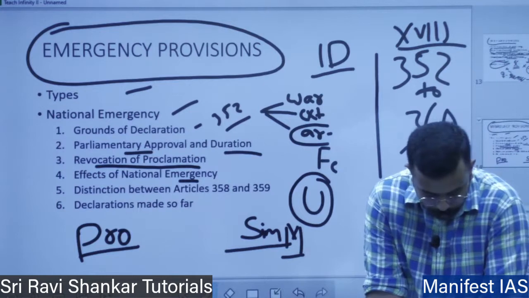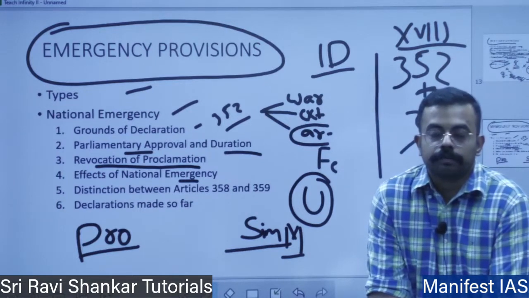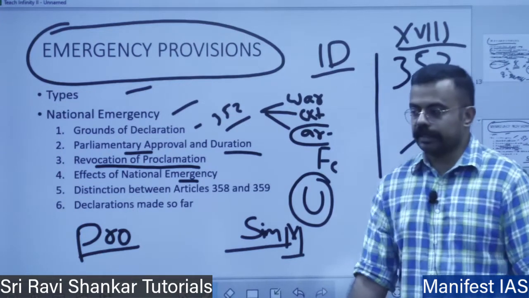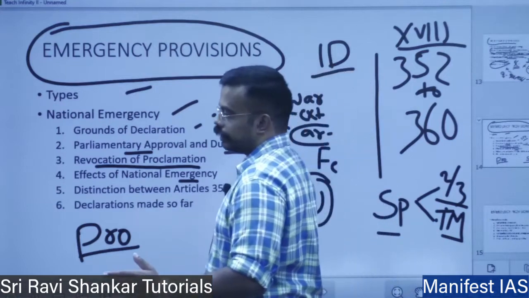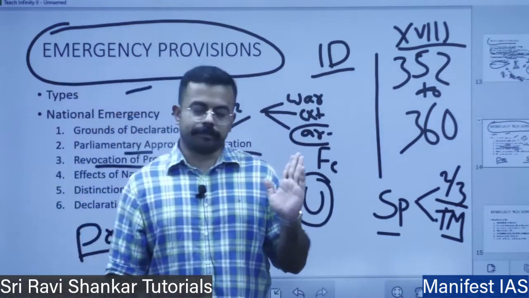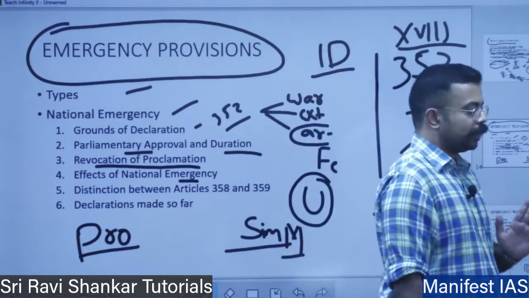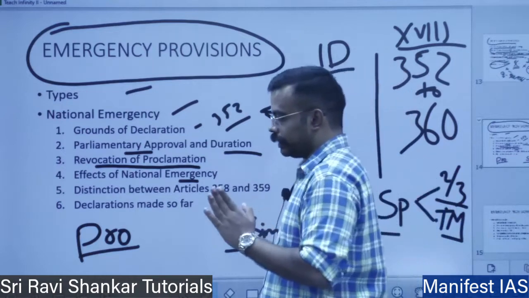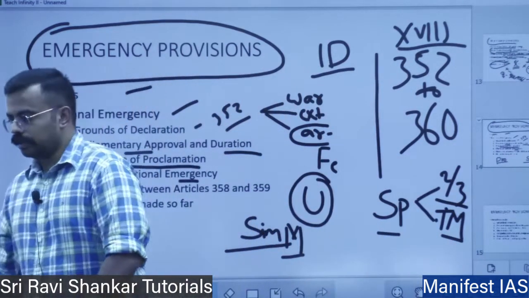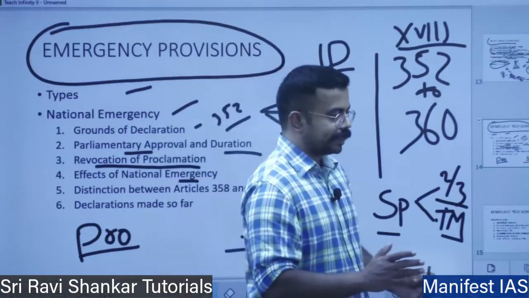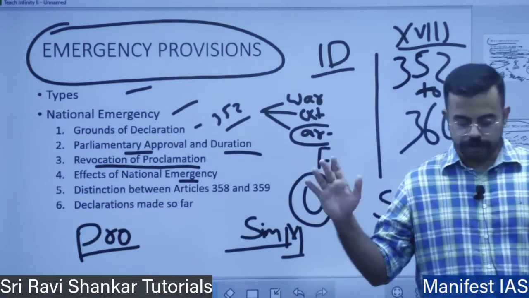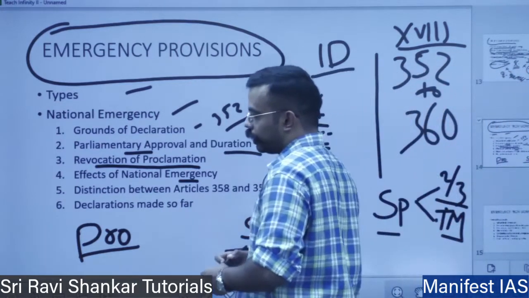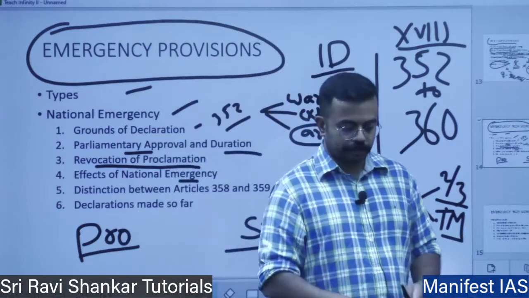However, this extension cannot continue beyond 6 months once the emergency ceases. The tenure of Lok Sabha can be extended 1 year at a time, but once the emergency ends, within 6 months the Lok Sabha will also end. So that extension cannot be granted forever. Next comes the effect on fundamental rights. This is the most important part. So what is the effect on fundamental rights?